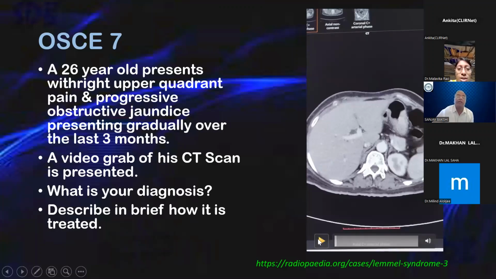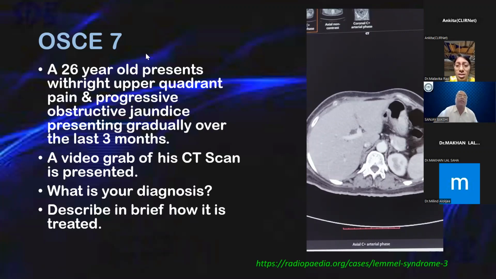A 26-year-old presents with right upper quadrant pain and progressive obstructive jaundice, presenting gradually over the last 3 months. A video grab of his CT scan is presented. So I'm going to run the video.